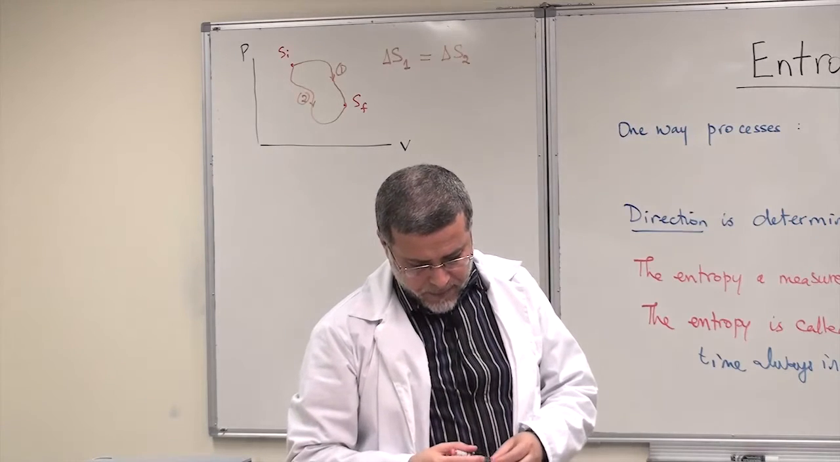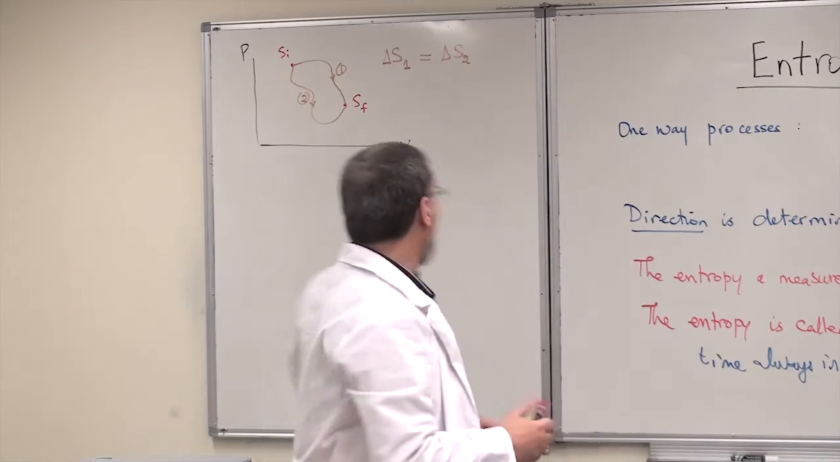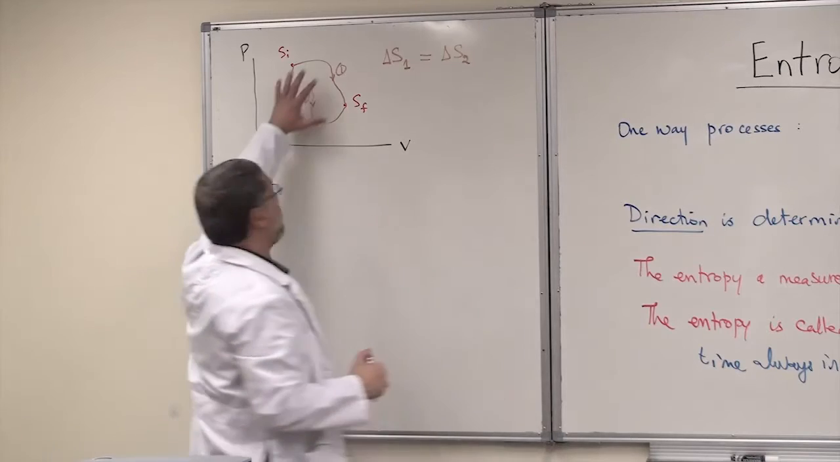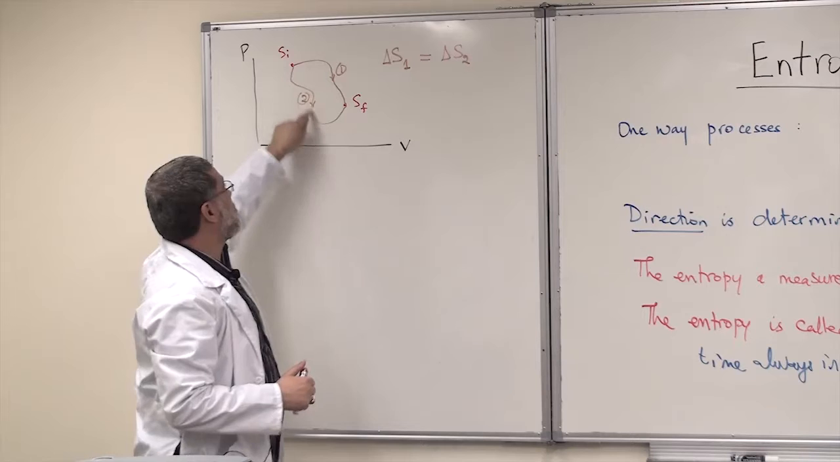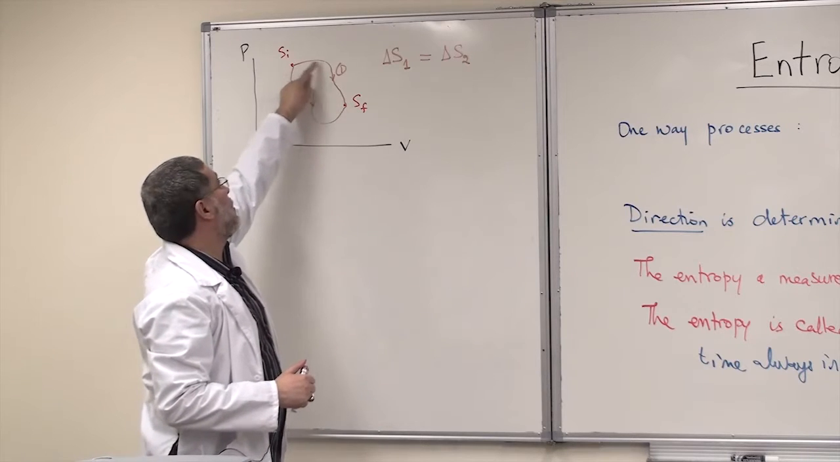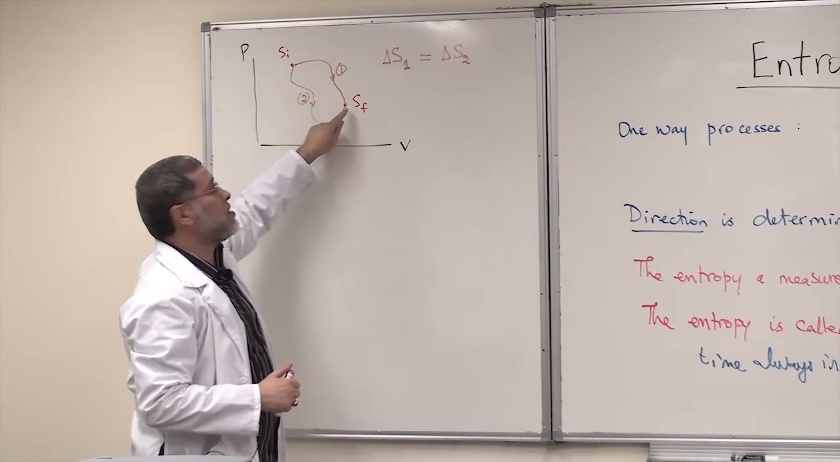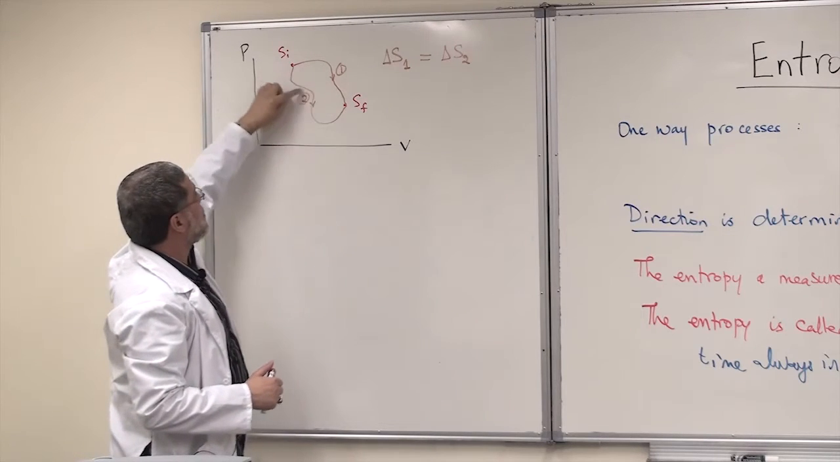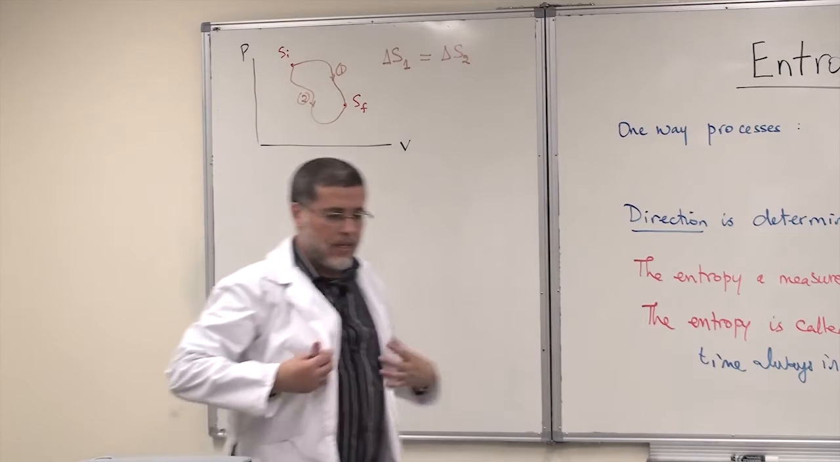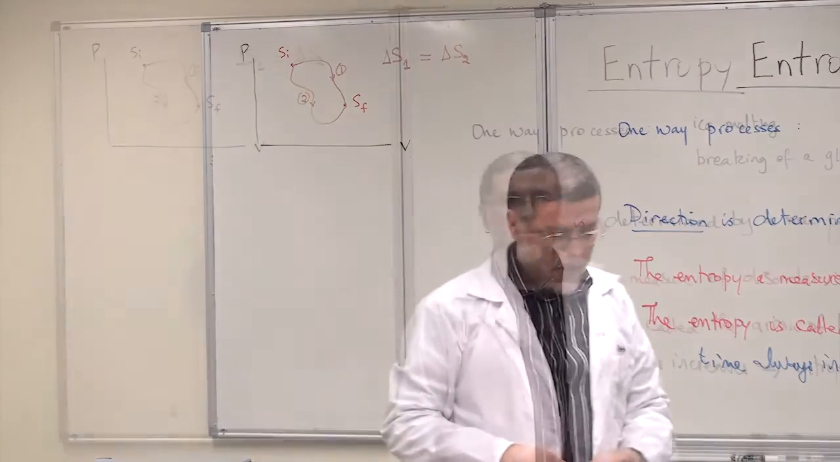Of course, work and heat are path dependent. We cannot write that the work for this process and the work for this process are the same. No. Or that the heat for this process and the heat for this process are the same. But we can say that the change in entropy for this process and this process are the same, and we call this a state function.